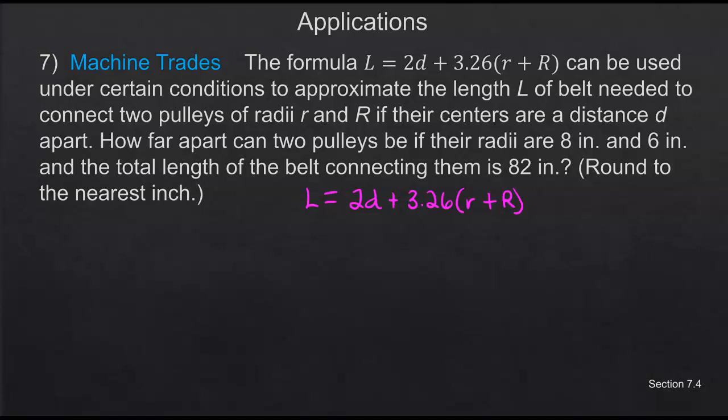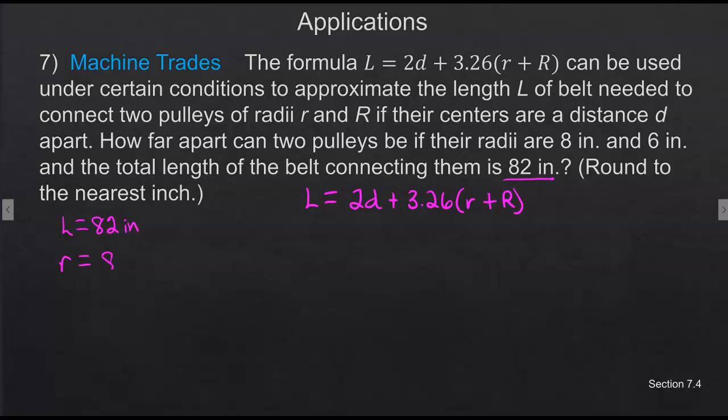How far apart can 2 pulleys be if their radii are 8 inches and 6 inches and the total length of the belt connecting them is 82 inches? Now when you have a word problem like this, you definitely want to go back and read through it again. But the parts that we're given are the 82, which is our length. This is also a good idea. It doesn't matter which radius is which, so we'll just go in the order they gave them.